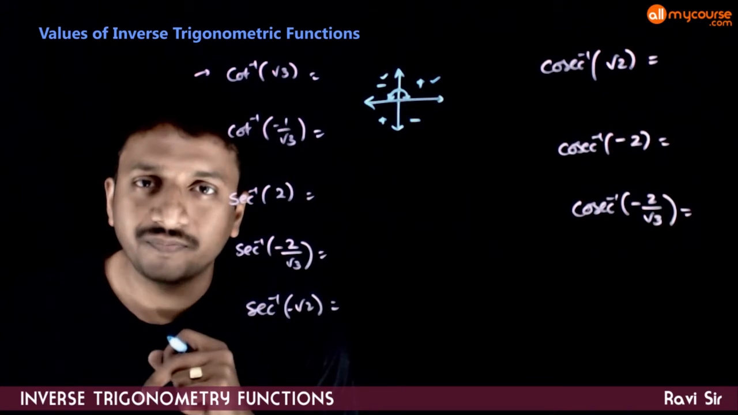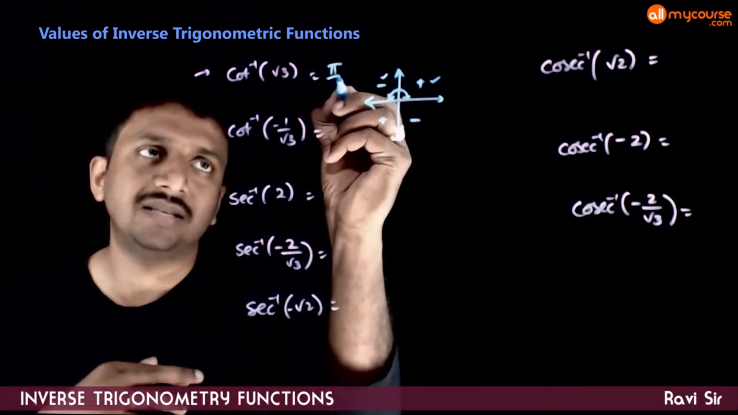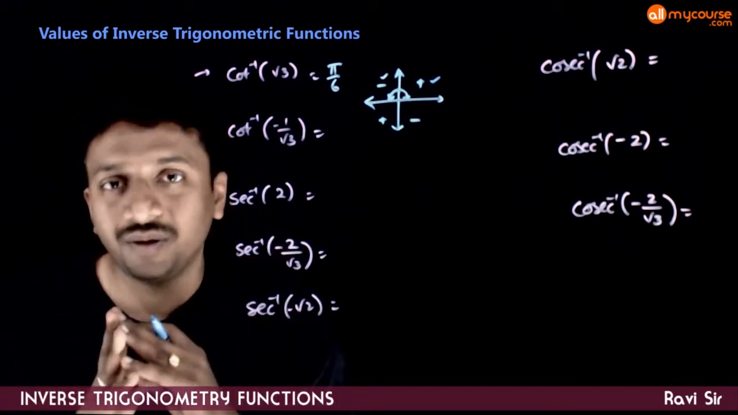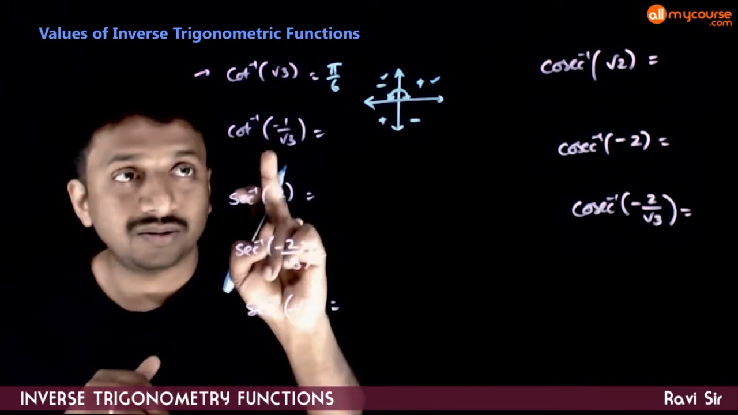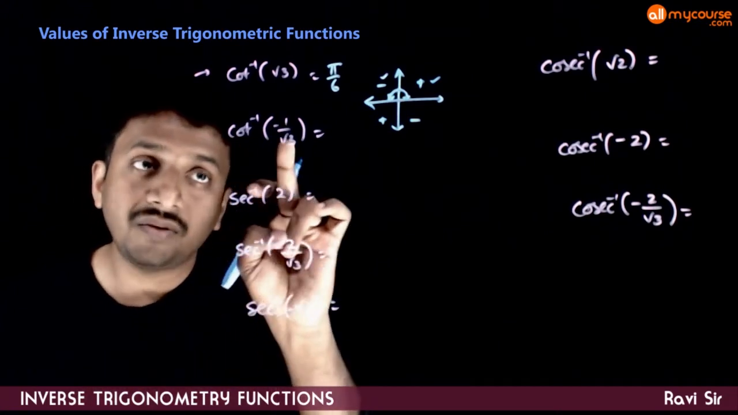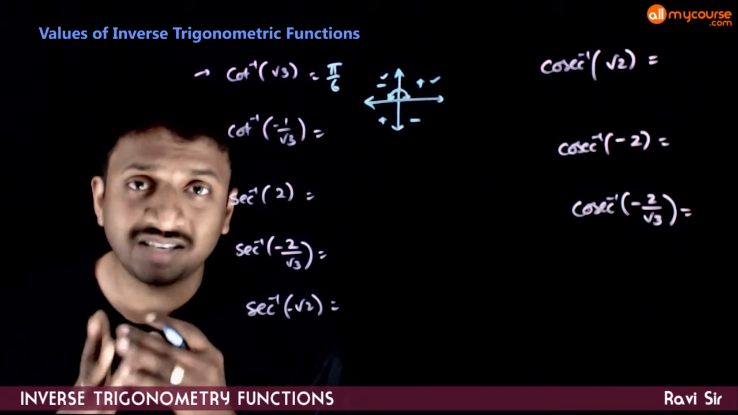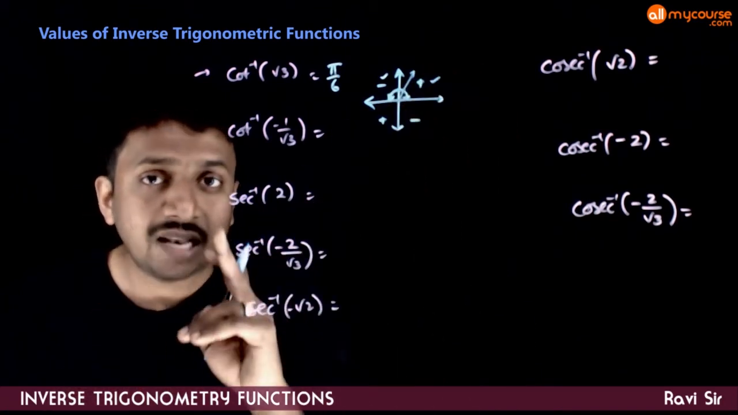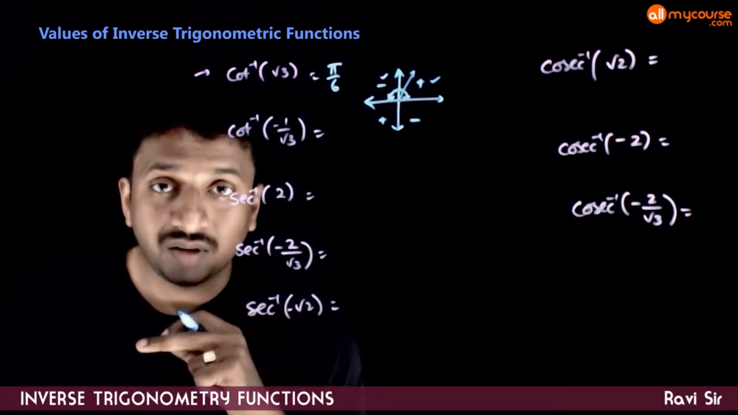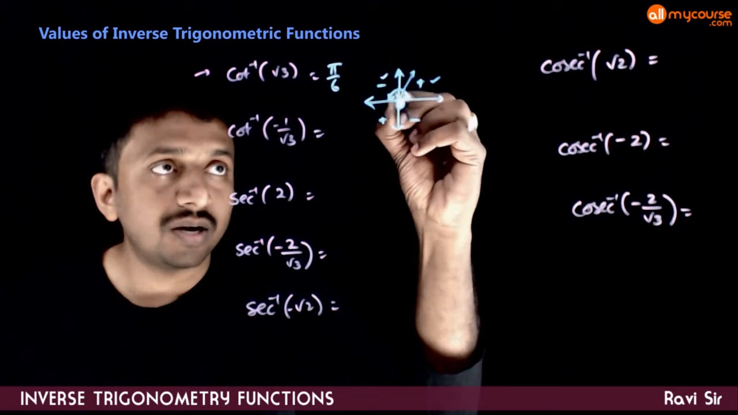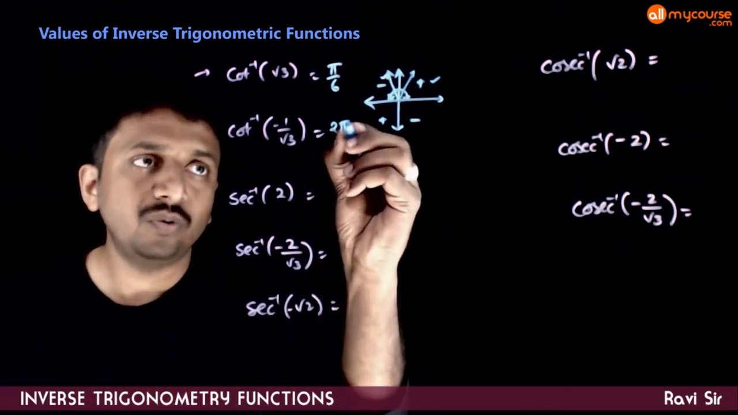Cot inverse of root 3. For what value of theta is cot equal to root 3? Pi by 6. So this answer is pi by 6. Cot inverse of minus 1 by root 3. You have a negative number here, so you go to an angle in the 2nd quadrant. First find the allied angle. What is cot inverse of 1 by root 3? For what angle will cot theta be 1 by root 3? The answer is 60 degrees, pi by 3. That means corresponding to pi by 3, the value of cot is plus 1 by root 3. If you want cot theta equal to minus 1 by root 3, it happens in the allied position. What is the allied position of pi by 3 in the 2nd quadrant? Pi minus pi by 3 is 2 pi by 3.